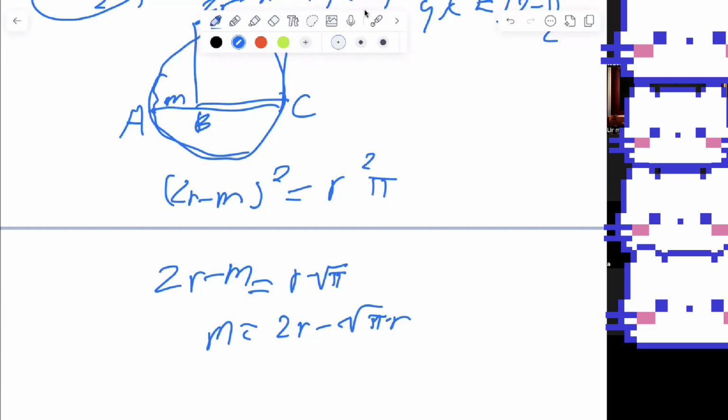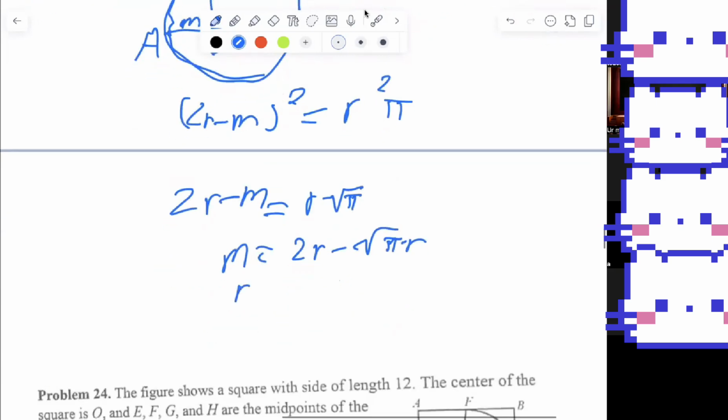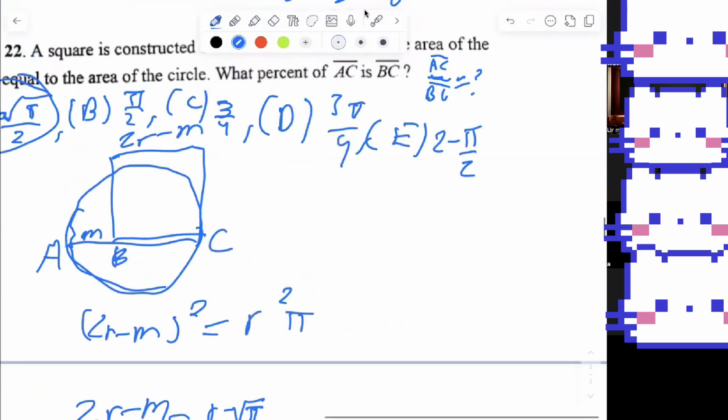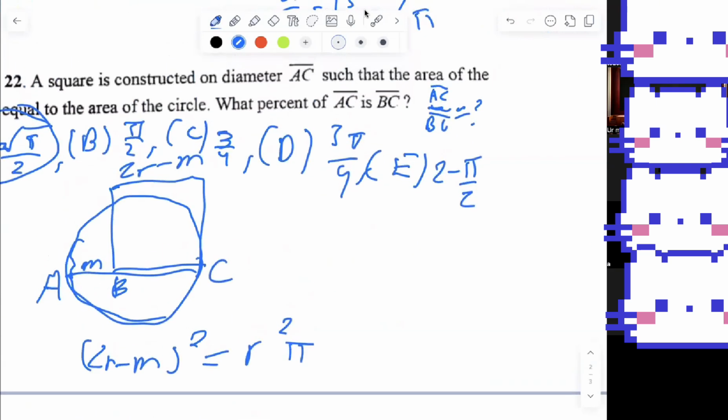And then from there, you find what BC divided by AC is. Oops, sorry, it was supposed to be BC on AC. I'm sorry if y'all got confused. My fault.